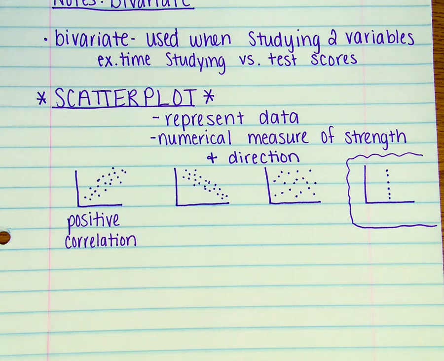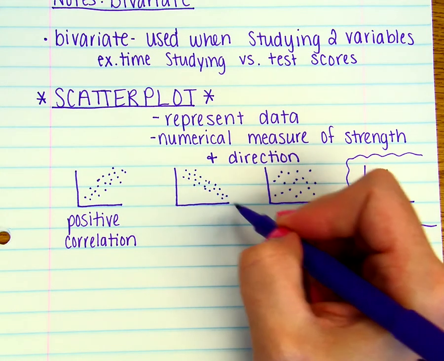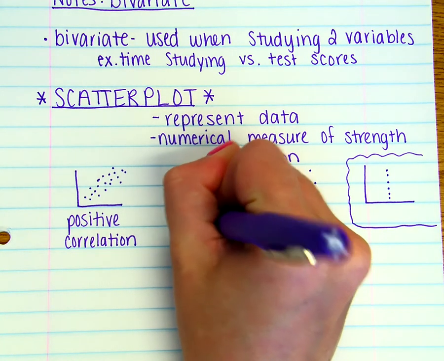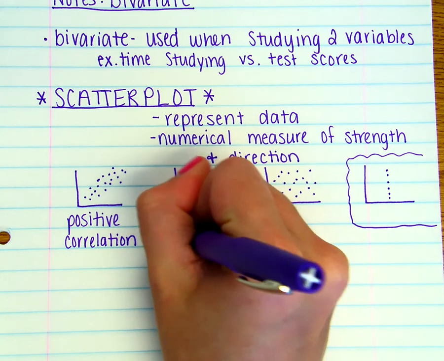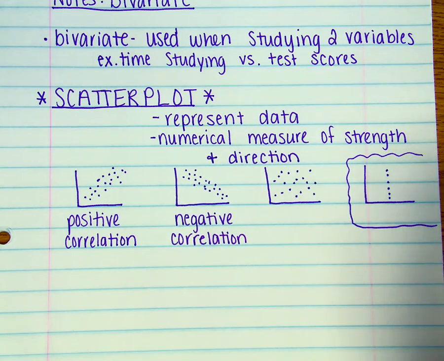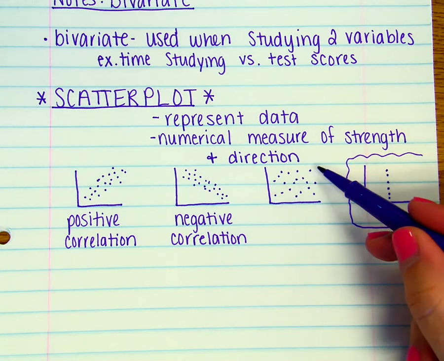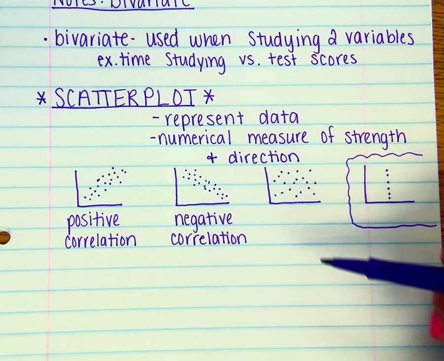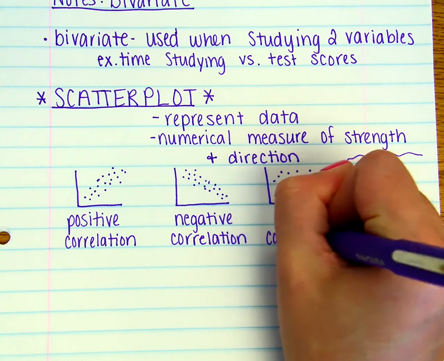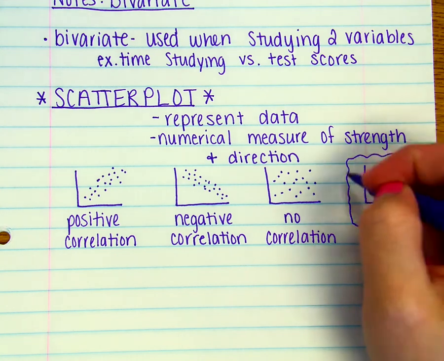So, positive correlation. If our dots go down this way, like a line that went down with a negative slope, here it's going to be a negative correlation. In this graph here, we can see that these dots are all over the place. There's no line showing positive or negative. These dots are just randomly placed, and that's called no correlation.